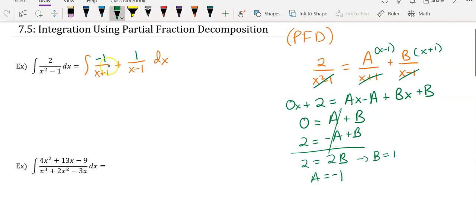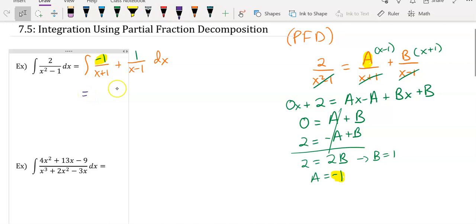Make sure that you are putting the correct variable value with the correct denominator. In other words, I can't have a positive 1 and a negative 1 there. I can't interchange those. All right, so now both of these are things that I can integrate pretty quickly using natural logs.